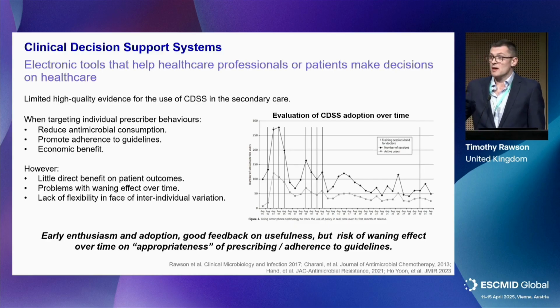When you look at the implementation of traditional clinical decision support as well, there's a nice quote that I always use from Kieran Hand's paper in 2021, which essentially said, you see early enthusiasm and adoption of these technologies. People report good feedback on their usefulness, but over time you see a risk of waning effect on the appropriateness of decisions being made based on these decision support tools. And when you look into this in more detail, it's often because these tools have a very narrow focus and they often fail to provide the flexibility in the face of inter-individual variations, which we see routinely in our clinical practice.